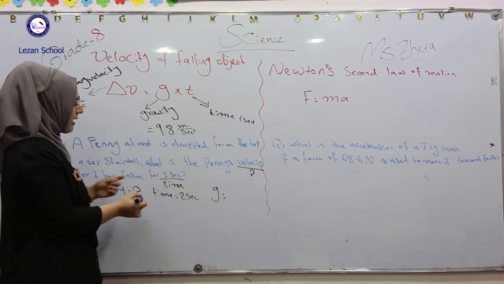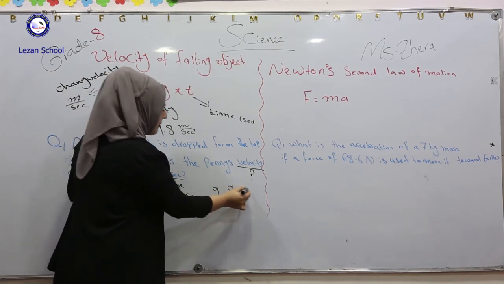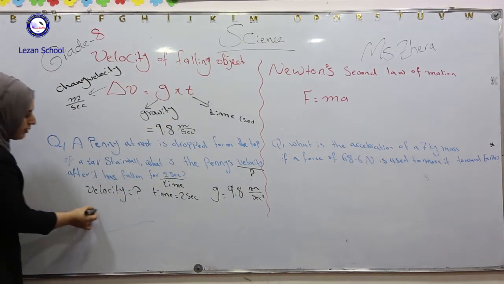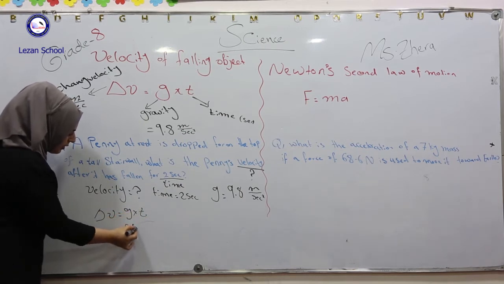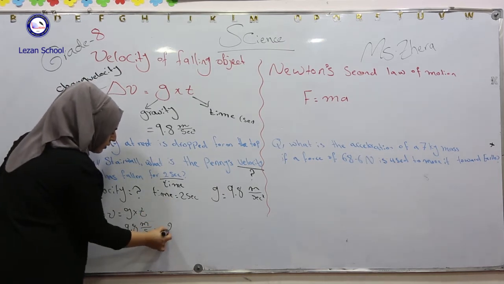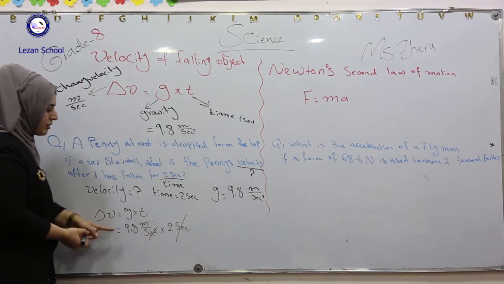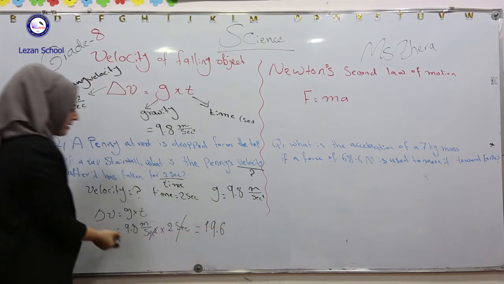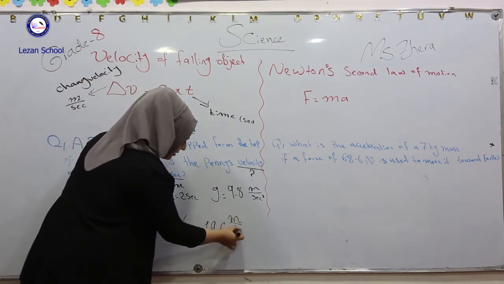In all questions like that, we will use this value, 9.8 meters per second squared. So in the first step, we write down the rule. The rule says delta V equals G times time. How much is G? 9.8 meters per second squared. How much time? 2 seconds. So 9.8 times 2 equals 19.6. But what about the unit? Don't forget the unit at the end. It's very important. Meters per second.